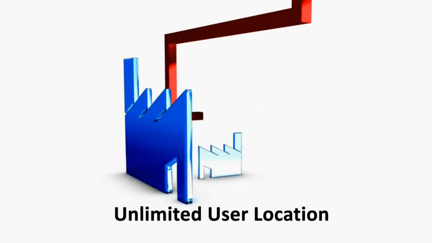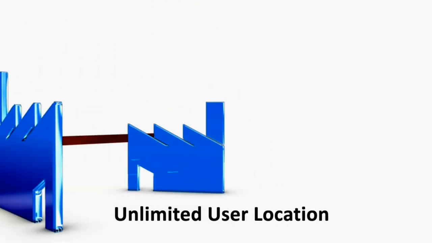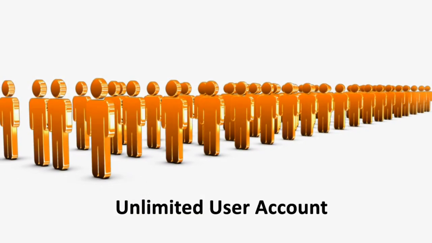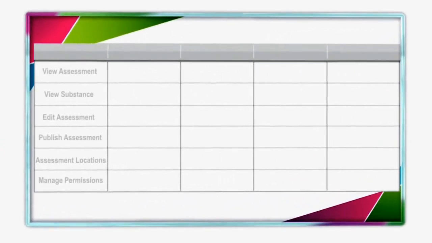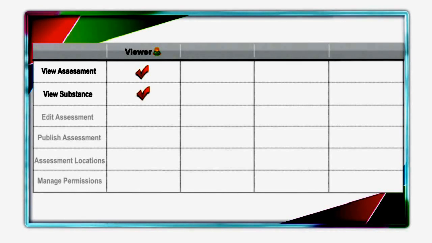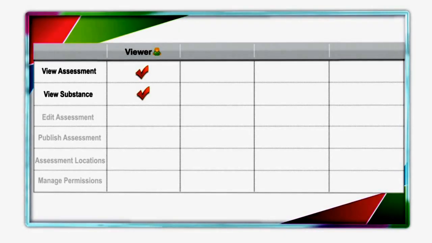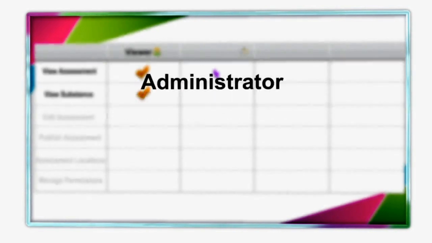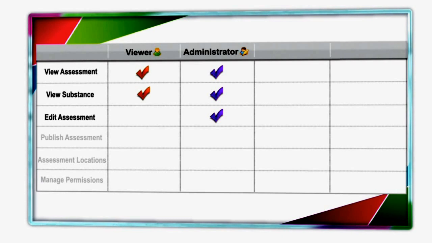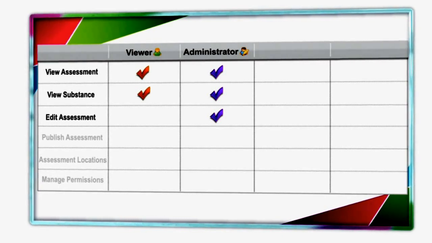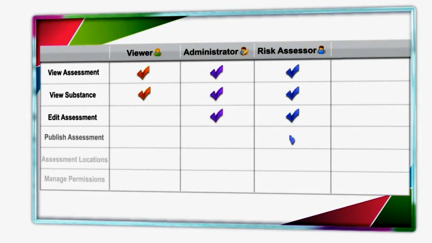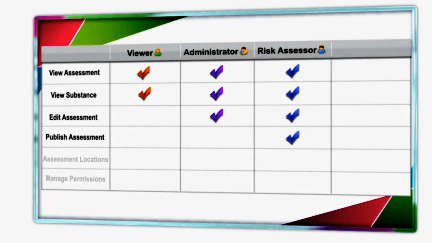Users will be able to create unlimited levels of locations within your company structure and assign an unlimited number of users at each level. There are 4 types of user account. A viewer account can access published risk assessments and view safety data sheets with no ability to make changes. An administrator can additionally create risk assessments and request safety data sheets, but they do not have the authority to publish assessments. A risk assessor has the authority to publish risk assessments.